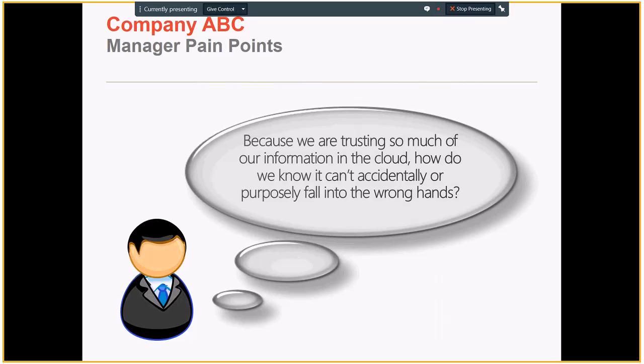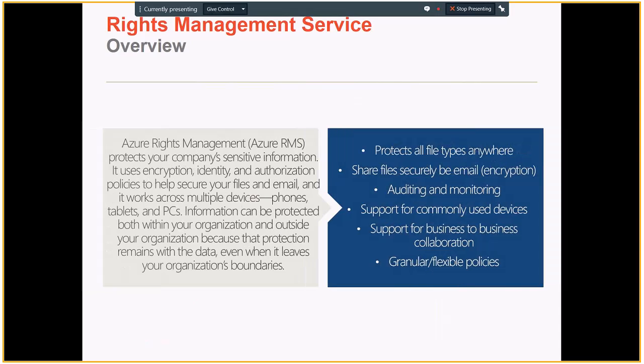The manager says, because we are trusting so much of our information to the cloud, how do we know it can't accidentally or purposely fall into the wrong hands, like the slide before? That's where we would bring in EMS's third offering, Azure Rights Management Services, or Azure RMS. This protects your company's sensitive information. It uses encryption, identity, and authorization policies to help secure your files and email. It works across multiple devices, phones, tablets, and PCs, and information can be protected both within your organization and outside your organization. Because of that, protection remains with the data, even when it leaves your organization's boundaries.